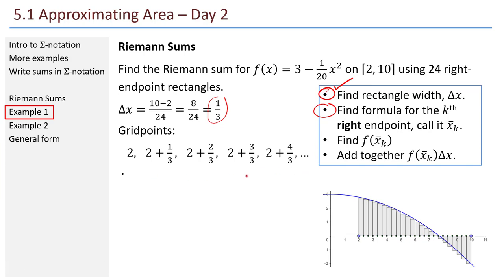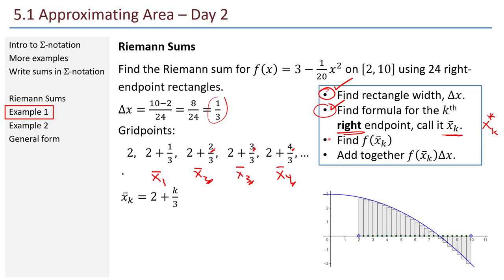And so the right endpoint is going to be x bar sub k. Incidentally, some books call this x star sub k. So you might see bars or you might see stars, but they kind of mean the same thing. So x bar sub 1, there's my right endpoint for the first rectangle. x bar sub 2, x bar sub 3, x bar sub 4. What is the formula for x bar sub k? Do you see it? The 4 matches with the 4, the 3 matches with the 3, the 2 matches with the 2, and in general, x bar sub k is 2 plus k over 3. There's my formula for the kth right endpoint.